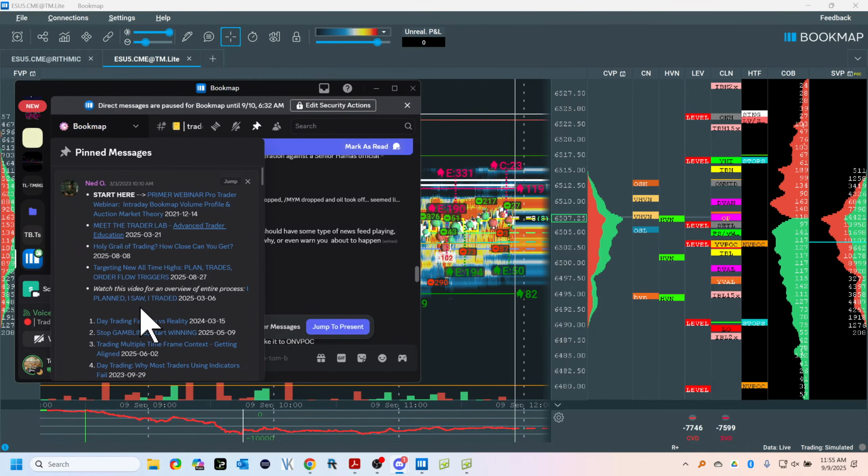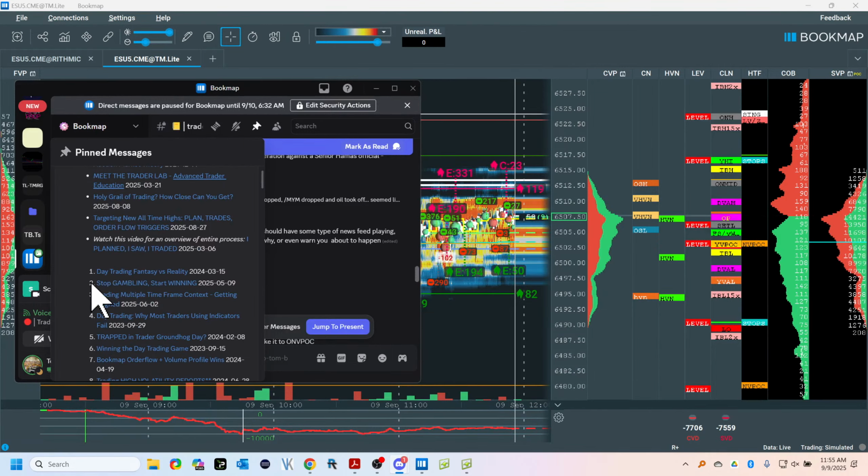Do you move your stop to break even if you take a stop on the previous one when your plan says don't? You're doing that. Stop gambling. Start winning. You should be looking at these things.